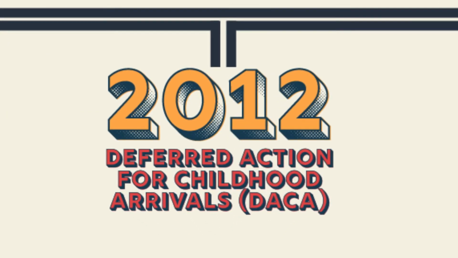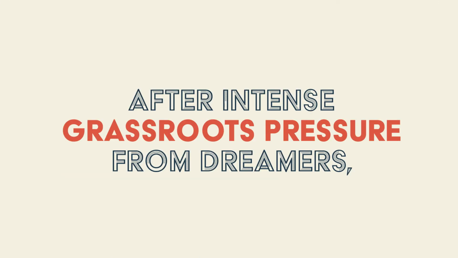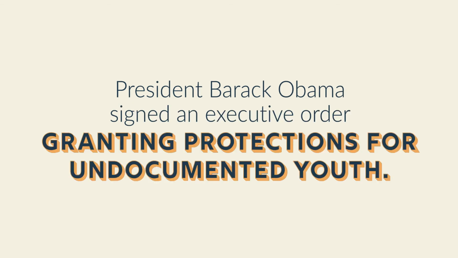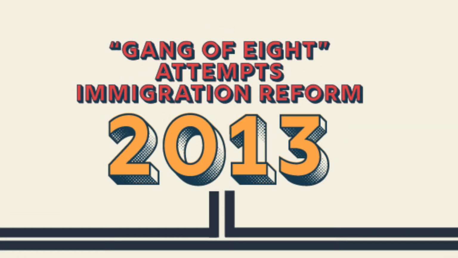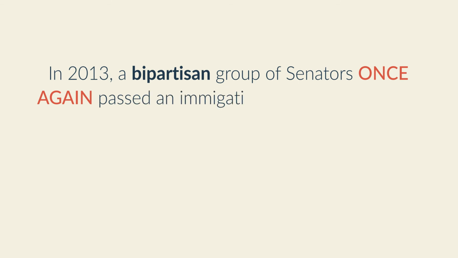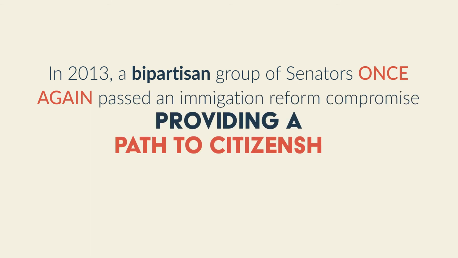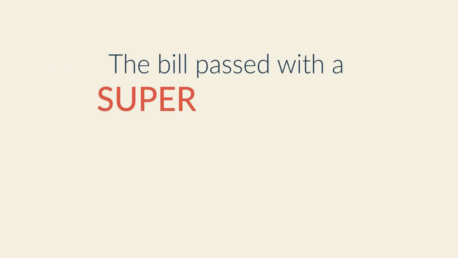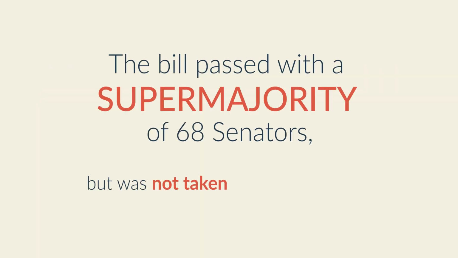2012. Deferred Action for Childhood Arrivals. After intense grassroots pressure from Dreamers, President Barack Obama signed an executive order granting protections for undocumented youth. 2013. Gang of Eight attempts immigration reform. In 2013, a bipartisan group of senators once again passed an immigration reform compromise providing a path to citizenship for immigrants already living in the U.S. The bill was passed by a supermajority of 68 senators, but was not taken up in the House.